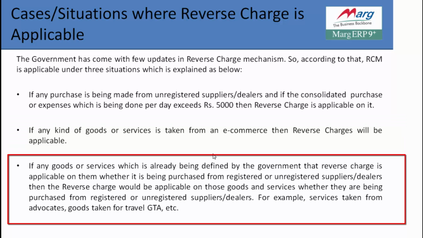Third case is if any goods or services are already defined by the government as subject to reverse charge, then reverse charge is applicable on them, whether they are purchased from registered or unregistered suppliers. For example, services taken from advocates, services taken for transportation, sponsorship services, etc.